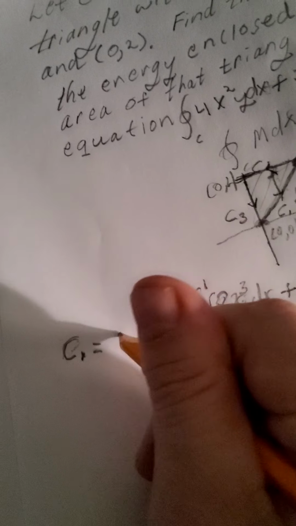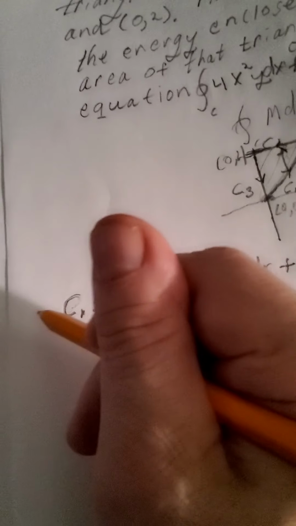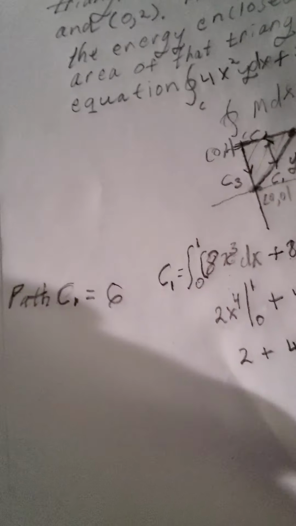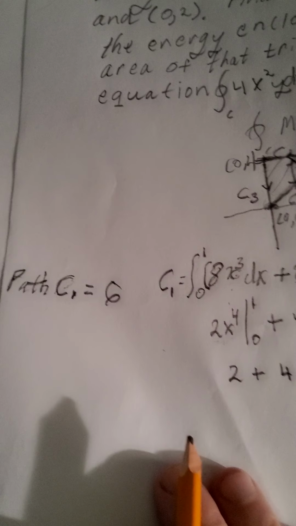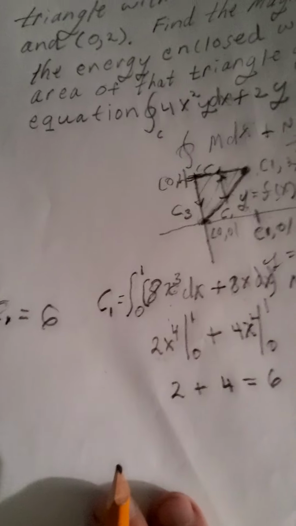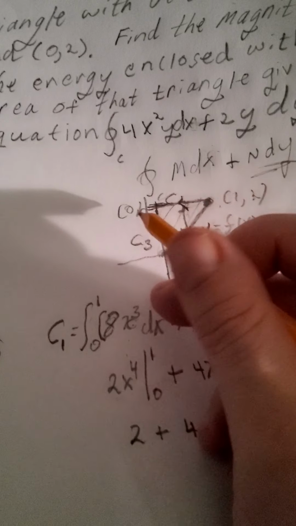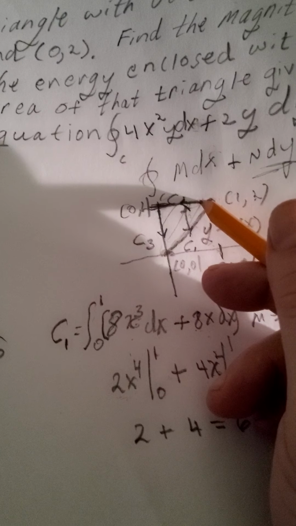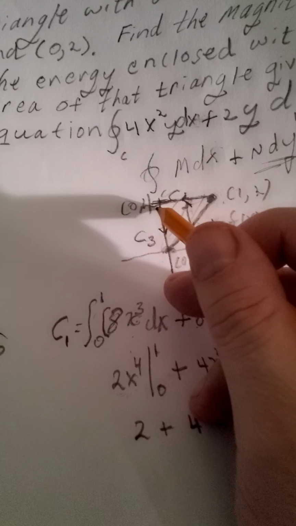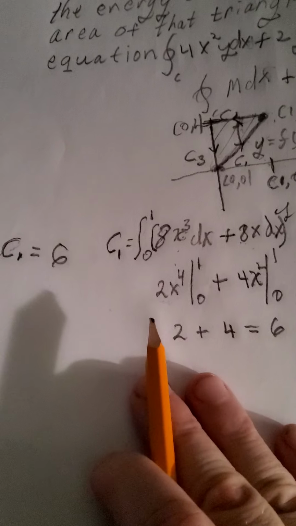So I'm going to write up here, I'm going to say C1 equals 6. The path along C1 equals 6, okay? Now I'm going to go this way, which means that I will integrate from 1 to 0 going that way.